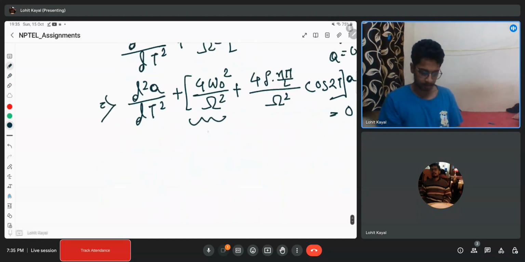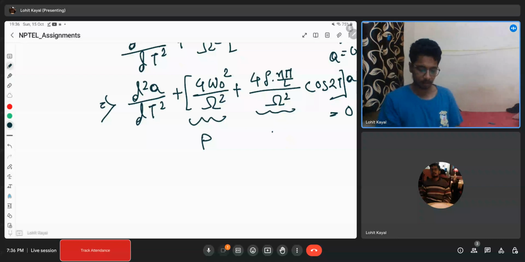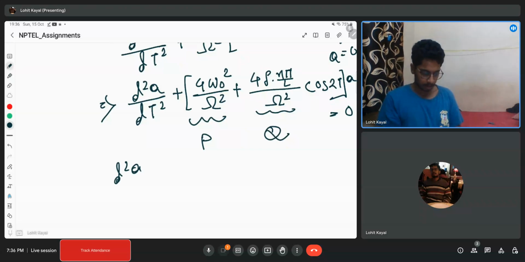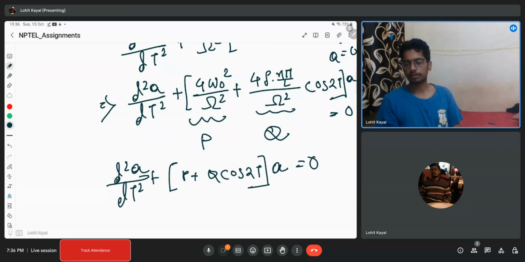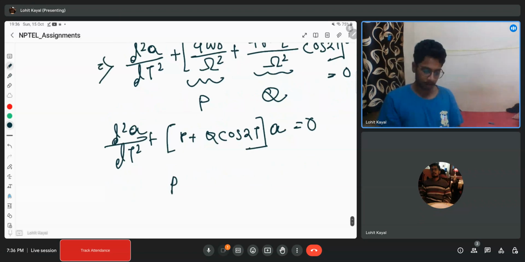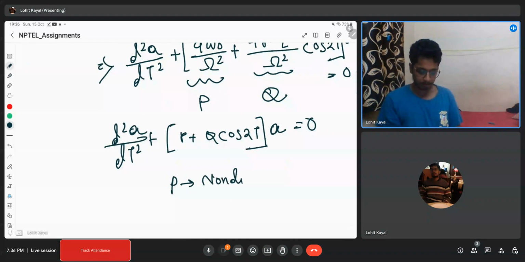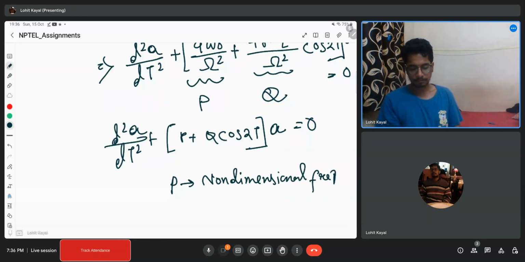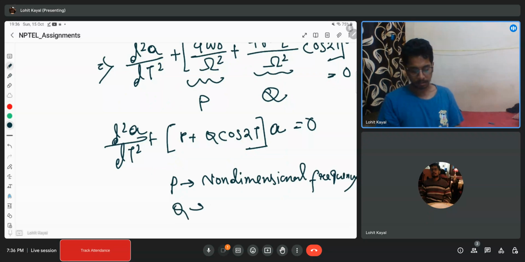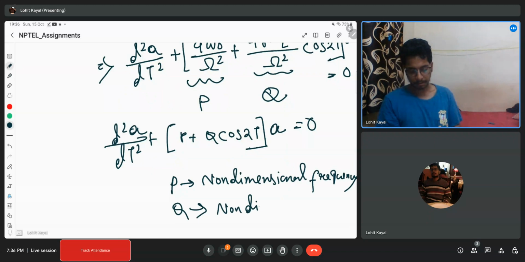So we can consider these ones constants. This is a non-dimensional quantity. If you calculate, you will find this is also a non-dimensional quantity Q. So d square A dT square plus (p plus q cos 2T) times A is equal to 0. Here p is your non-dimensional frequency, and q is your non-dimensional forcing.